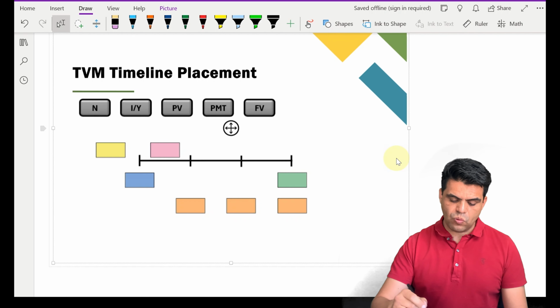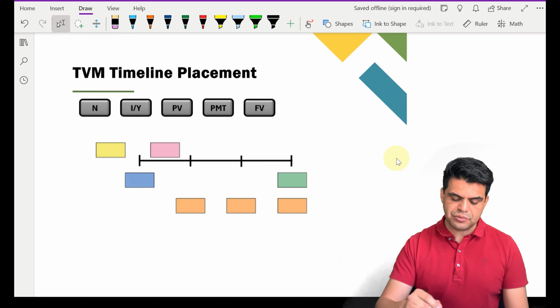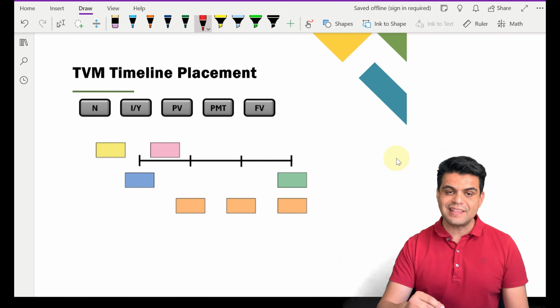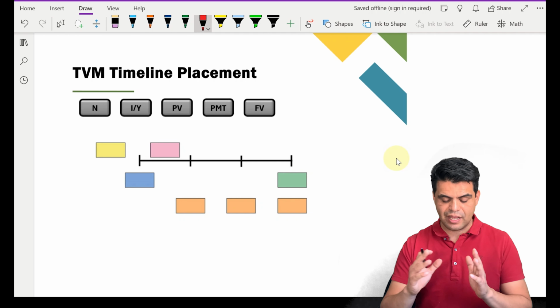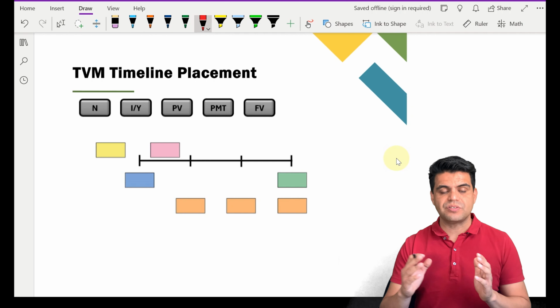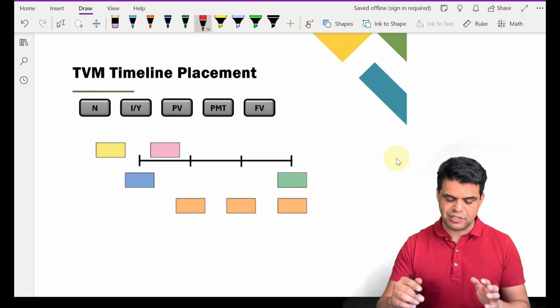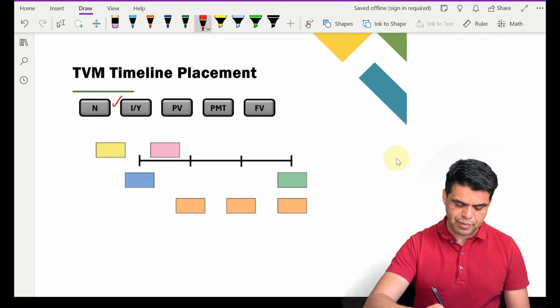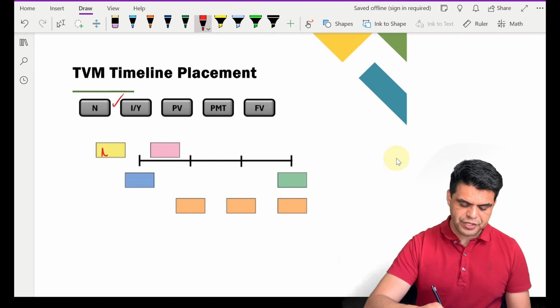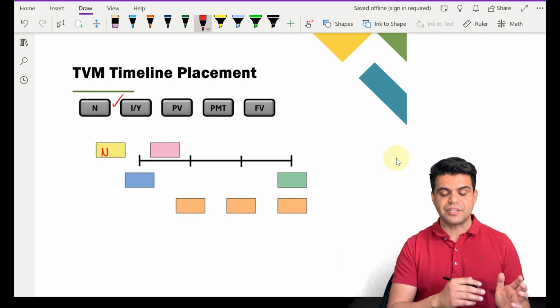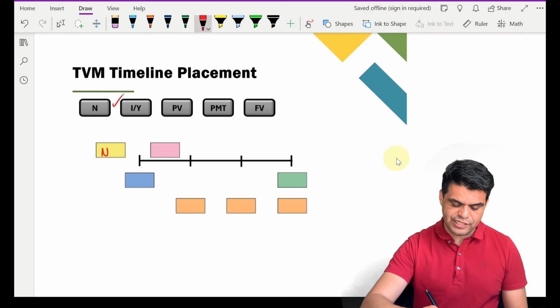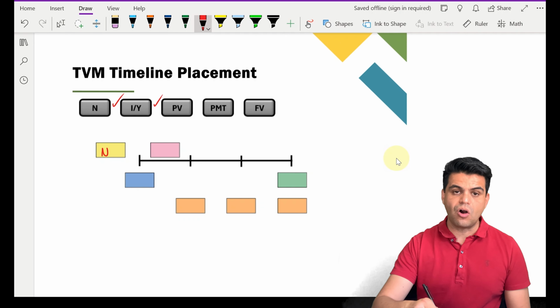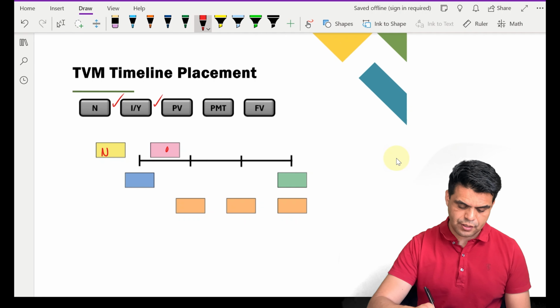So, I just want to talk about where these terms live in the timeline. I have my students remember this order very carefully. I won't add any numbers here. I'm just going to tell you where they live. So let's just go one by one. N, I always put N on the top left. The interest rate per year is always in the first bracket. This goes here, the interest rate.